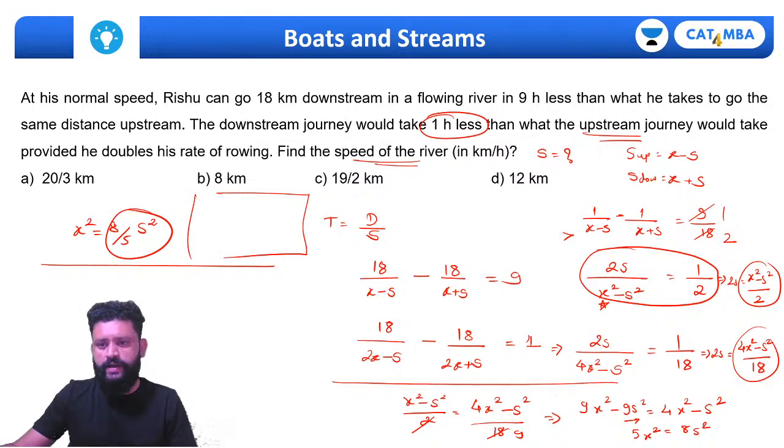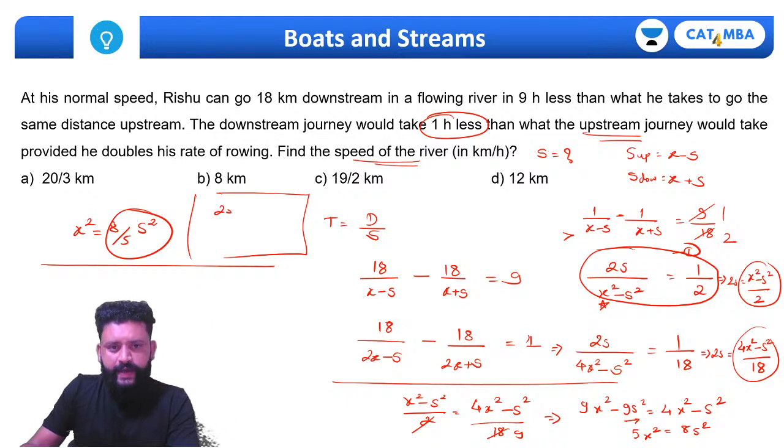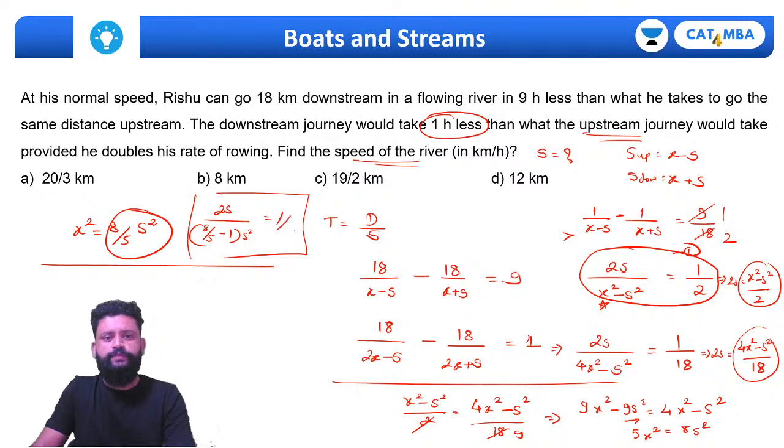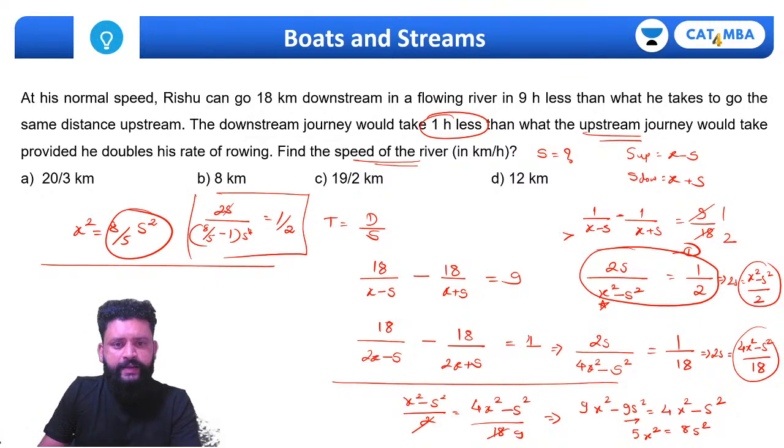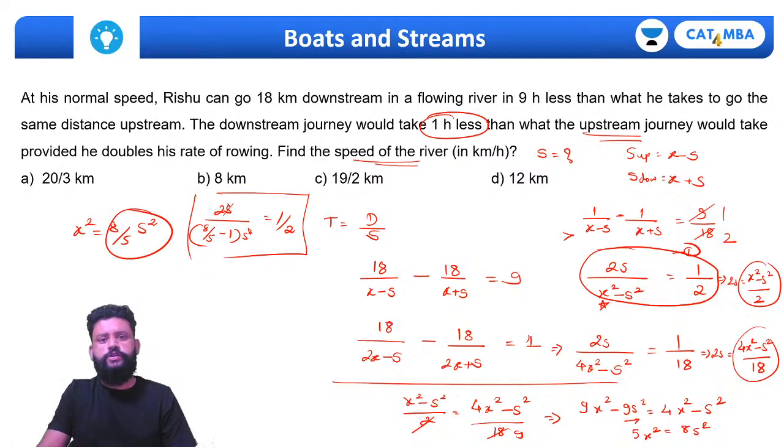Let's say this is equation 1. Put it here. 2s upon x square, for that we have to put 8 by 5 minus 1, and I'll take s square as common, equal to 1 by 2. So s gets cancelled. Here simply s will remain, and calculate this. 2 into 2, it will be 4. 4 upon 8 by 5 minus 1 will be 3 by 5.